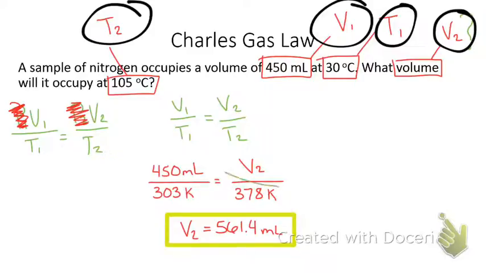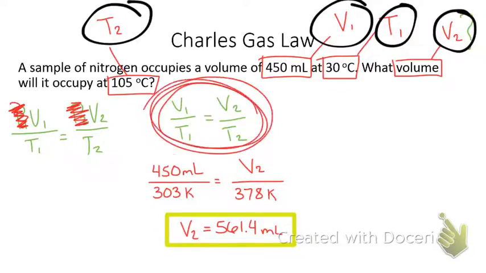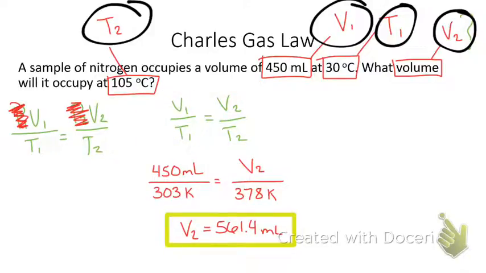But again, how did I get that answer? Cross multiply and then divide by 303. And again, you can also double check and see how you're doing based off of the relationship that's seen in Charles gas law. We know Charles gas law is a direct relationship. That means if temperature goes up, volume also goes up. So let's take a look at our temperature here. What happened to our temperature? We started at 303, we ended at 378. Well, my temperature clearly went up.